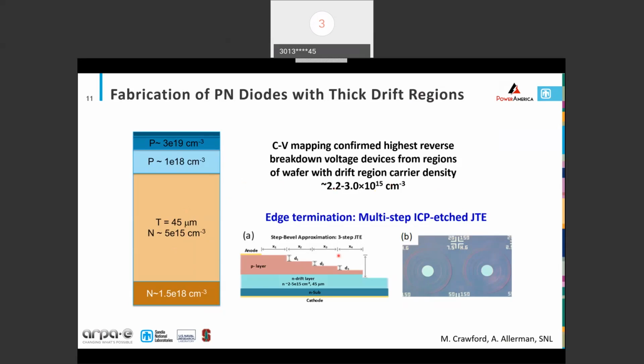And so then Mary Crawford's leading our fab efforts on this, and you can see, of course, the schematic of the structure, which I showed earlier. And then these are just a photo of some fab devices. These are smaller ones, but we've got some now in process up to a millimeter in diameter. So that's kind of what the devices look like.